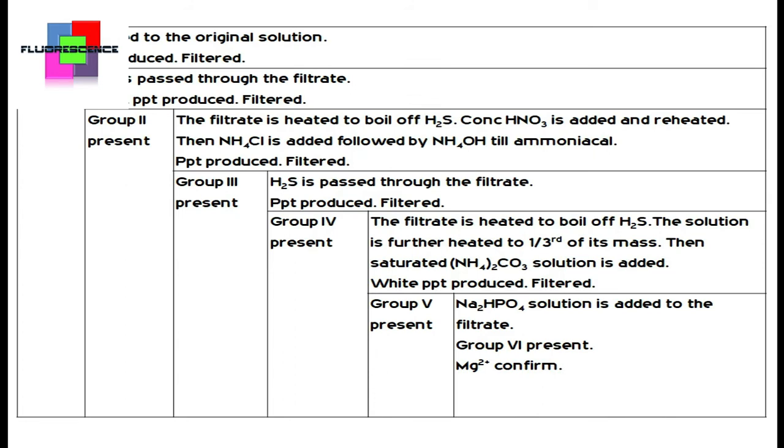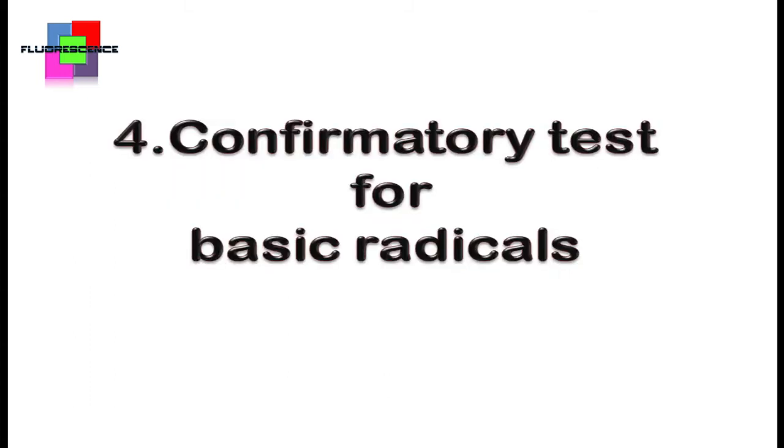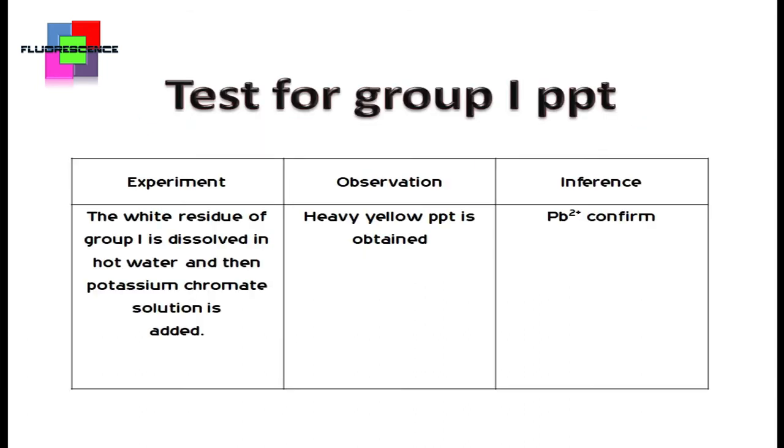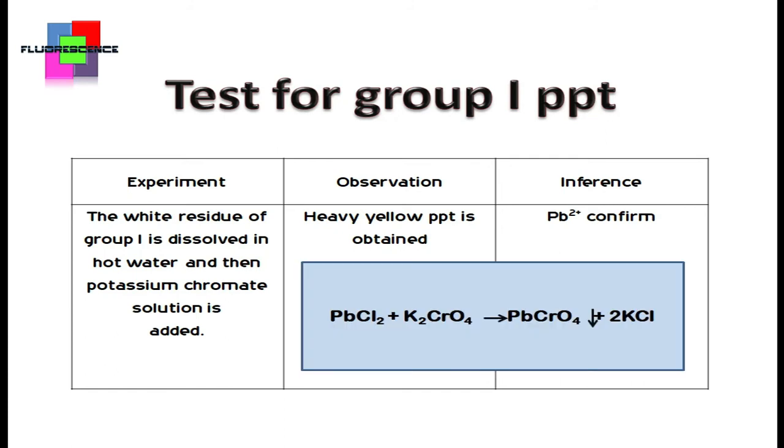This is the chart which you can follow, or you can write in the form of experiment, observation as well as inference. Moving to the confirmatory test for the basic radicals. The group 1 precipitation that you have got, the white color group 1 precipitation, you will try to dissolve in hot water and then you will add potassium chromate solution. If you get a yellow color precipitation, it indicates the presence of lead ion.